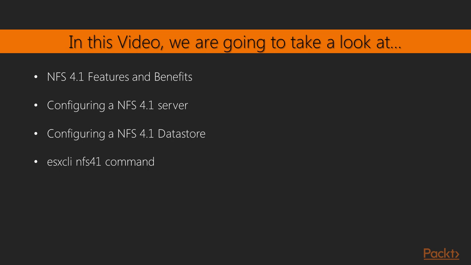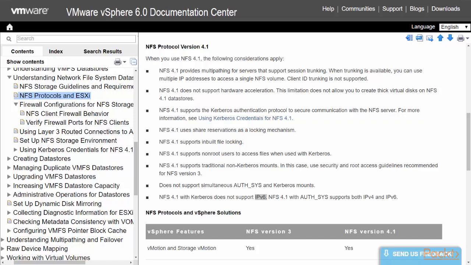There's a new command in ESXCLI, which is the ESXCLI namespace, NFS 4.1 in vSphere 6, and we will explore that as well, along with looking at the various IP connections that are in place when we actually have the NFS 4.1 data store operational. So we are here at the VMware vSphere 6 Documentation Center.